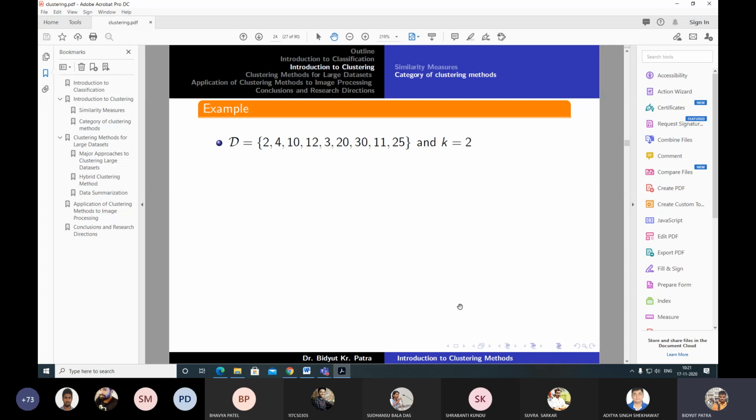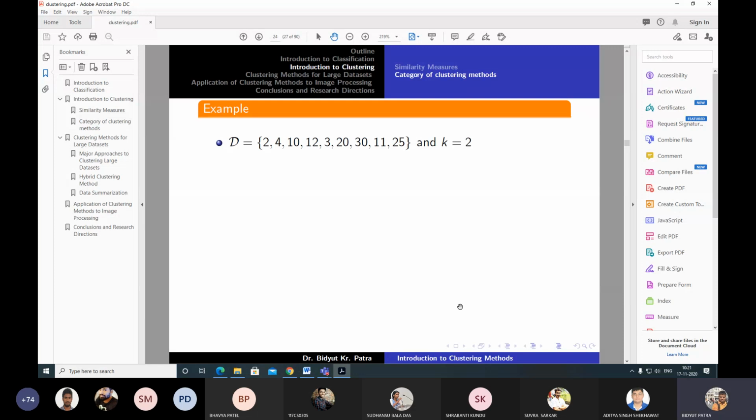Now you want to apply K-means clustering with K equal to 2. For simplicity, we'll compute the L1 distance. L1 distance is nothing but the sum of the absolute differences, but since there is only one component, it is only the absolute difference. Initially you consider the first 2 points as the clusters, so the initial centroids are 2 and 4.